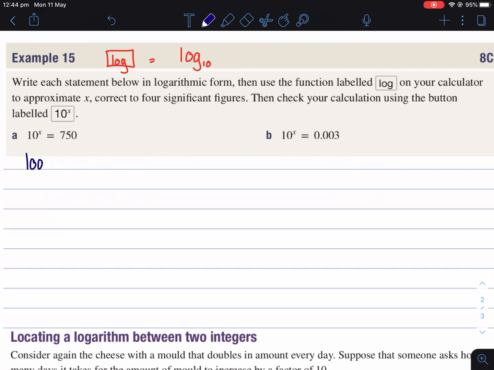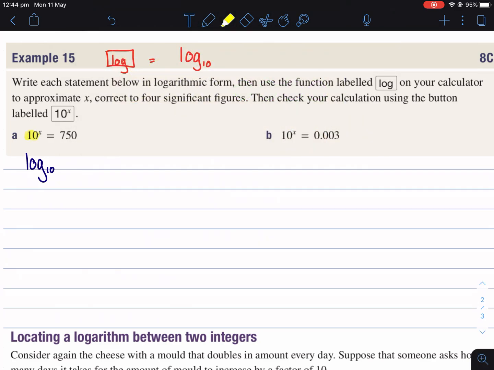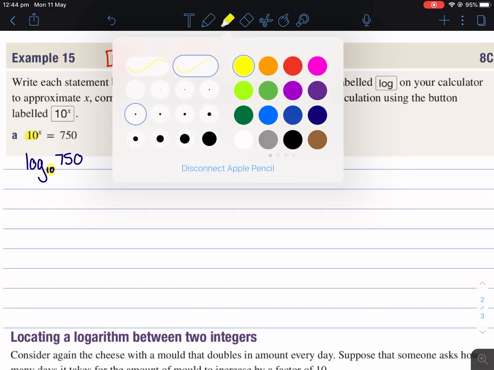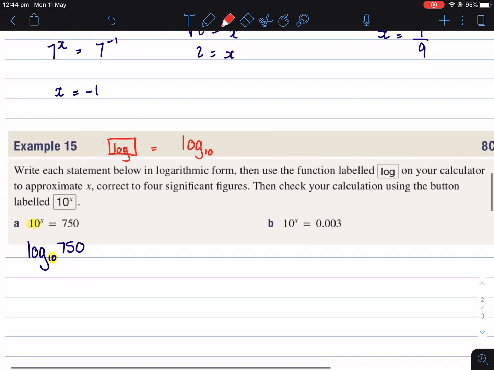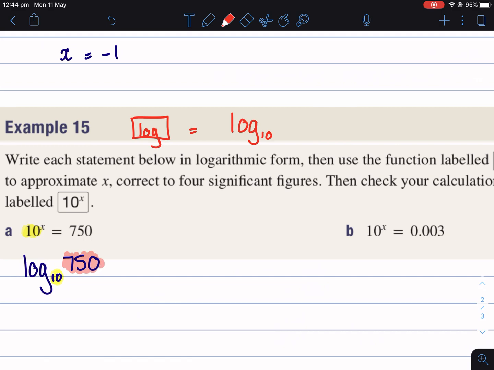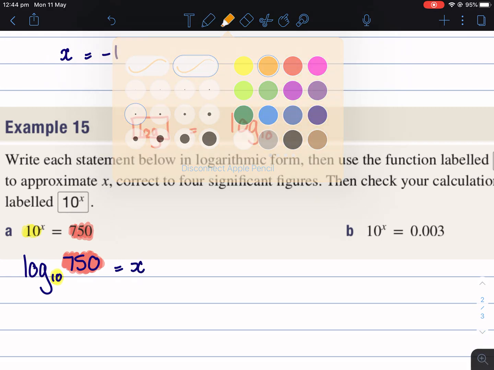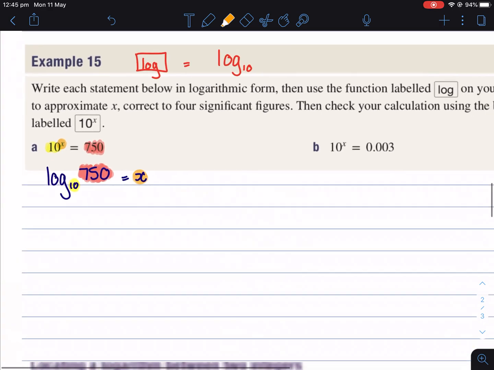So this is log base 10, because it's the big number here, of 750 equals x. So you're trying to find what 10 was raised to get 750 as your answer.